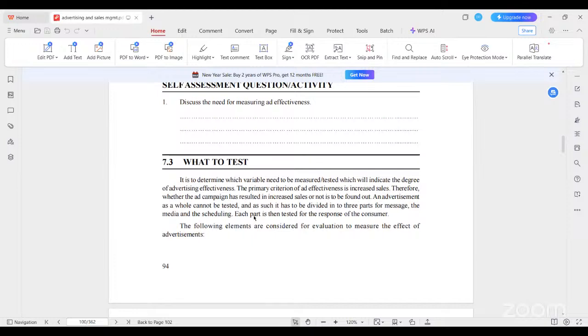The primary criterion of ad effectiveness is increasing sales. So what to test means whether the ad campaign has resulted in increased sales or not, which is to be found out. An advertising campaign as a whole cannot be tested. So it has to be divided into three parts: the message, the media, and the scheduling. Every part is then tested for the response of the customer.